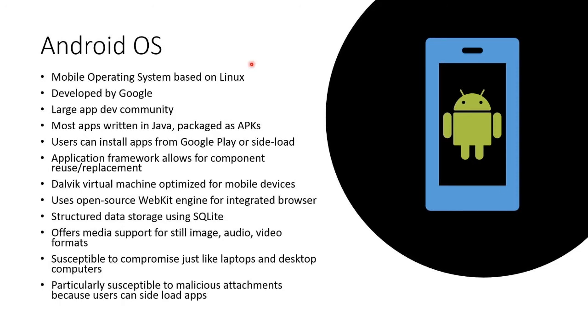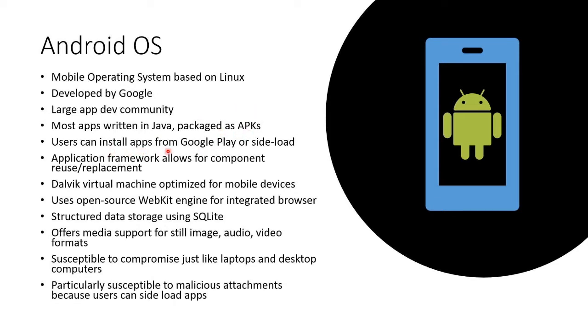Let's talk about hacking Android, which of course is the most common, most prevalent type of phone there is. The Android OS is a mobile operating system based on Linux. It was developed by Google, but there is a large community of third-party application developers, thousands and thousands of them, that put apps in Google Play. Most of your apps are written in Java, and they're packaged as APKs. That stands for Android Package.